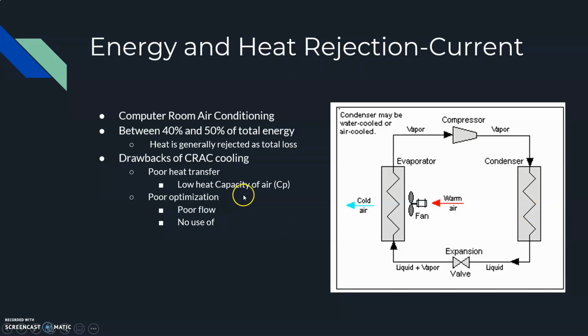Now, there are some drawbacks to this. Air has a really low heat capacity, on the order of 1/4 that of water. And there's usually really poor optimization. There's either poor airflow optimization, so warm and cold air are allowed to mix, or it's not flowing very nicely, or there are a lot of obstructions, or they just have no optimization at all. They just blow cold air in one end of the room and take hot air out of the other and hope that it works. And this is actually really common in data centers.